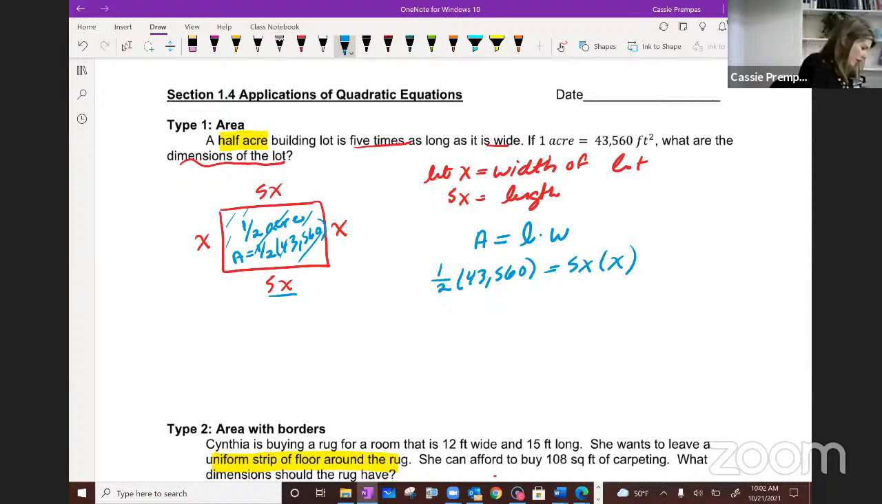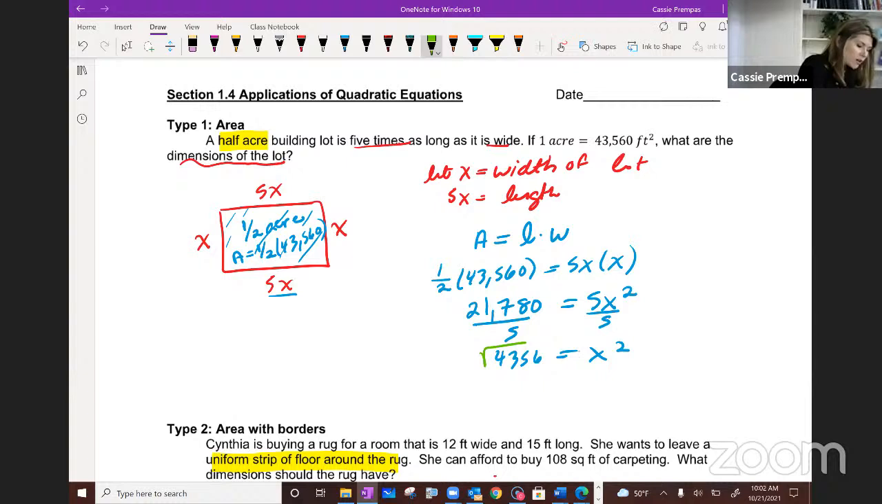I'll go ahead and multiply that out on my calculator. Half of 43,560 would give me 21,780. X times x is x squared. If you just have an x squared, it's easiest to solve by getting that by itself and taking the square root. So I'll divide both sides by 5, which gives me 4,356 is equal to x squared.